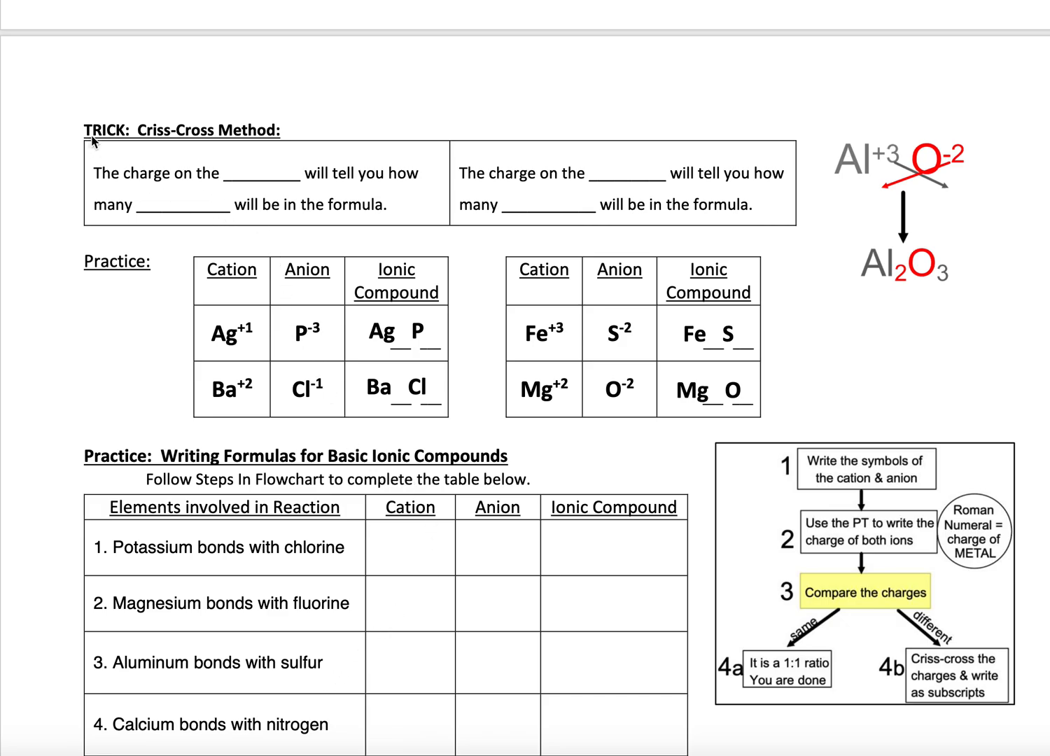All right, here comes the shortcut, crisscross method. Now, if you look at this example over here, aluminum is making a +3 charge. Oxygen's making a -2. If we take this number, put it after the oxygen, we now know how many oxygens there are in this compound. If we take this number, not the sign, just the number, the 2, and we put it over here after the aluminum, then we know how many aluminums there are.